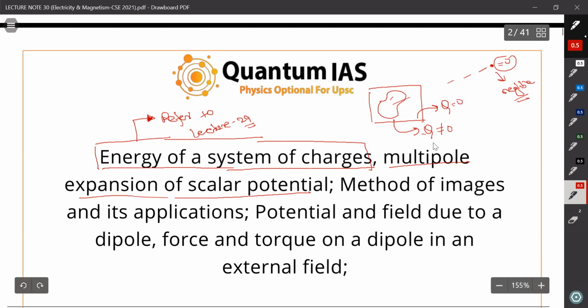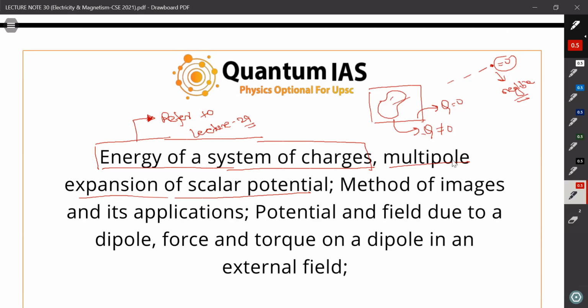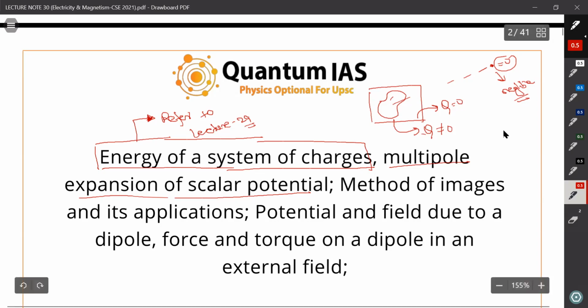This is our prime aim in finding the multipole expansion of this scalar potential, and then we will find the origination of the dipole, right? Dipole moment, monopole moment, quadrupole moment. We only focus on the dipole moment and monopole moment. Quadrupole, we will see a brief introduction. Next we will see the method of images and its application. These topics are very important, they are asked frequently.